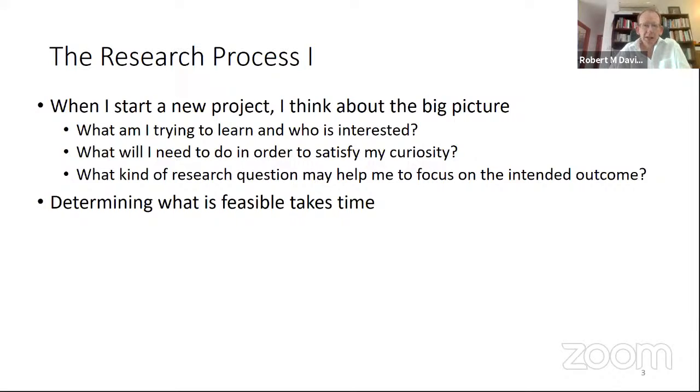And it could be that there's a gap that is the starting point. But even then, I still have to think, who is interested in the gap? Or who is interested in filling the gap? And how will filling the gap add to my knowledge or add to other people's knowledge? Why is it useful? So these are the kind of big questions which I'm going to ask myself at the beginning of a project, and it will take some time.